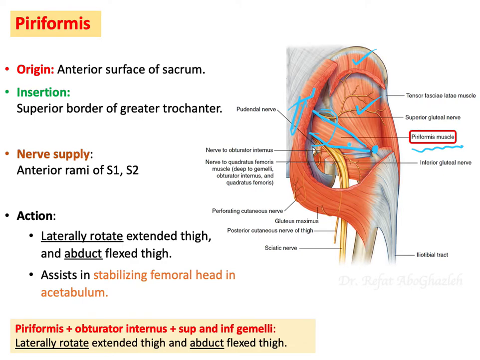This muscle, as I mentioned, divides the greater sciatic foramen into two compartments, above it and below it. So the structures pass above it or below it. And we will talk about the sciatic nerve and its relation to this muscle. That's why this muscle is important. It's in relation to the largest nerve in your body.